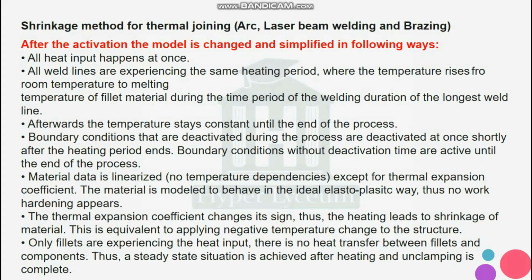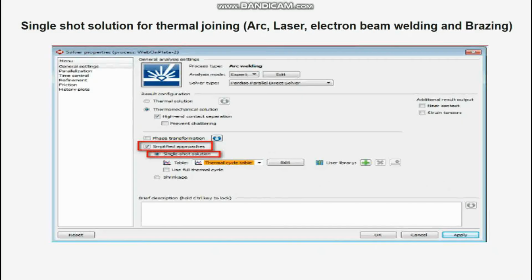The thermal expansion coefficient changes its sign. Thus the heating leads to shrinkage of material. This is equivalent to applying a negative temperature change to the structure. Only fillets are experiencing the heat input. There is no heat transfer between fillet and components. Thus, a steady state situation is achieved after heating and unclamping is complete.